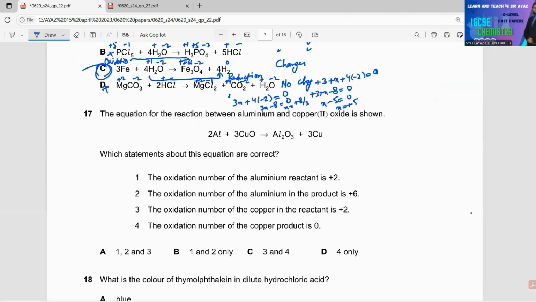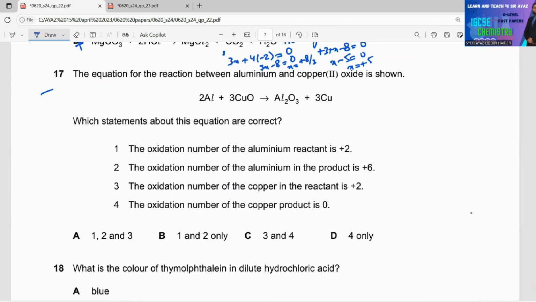Let's move on to number 17. The equation for the reaction between aluminium and copper(II) oxide is shown. 2Al plus 3CuO gives Al2O3 plus 3Cu. Which statements about this equation are correct? Now I'm going to read all these statements and we will narrow down the choices.